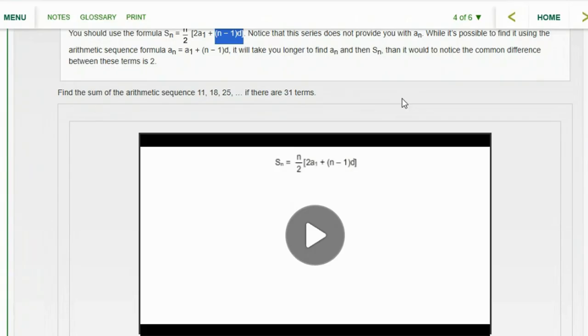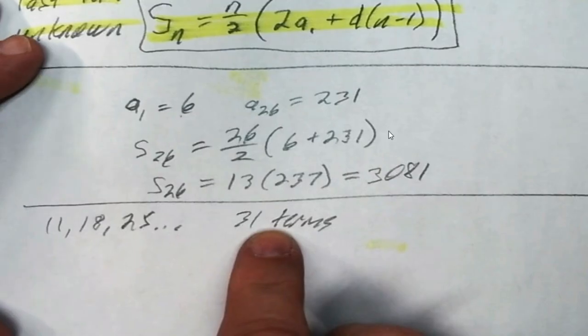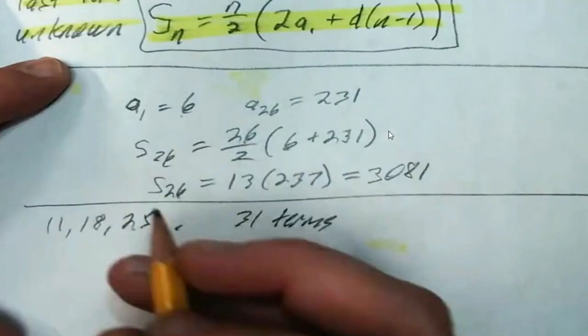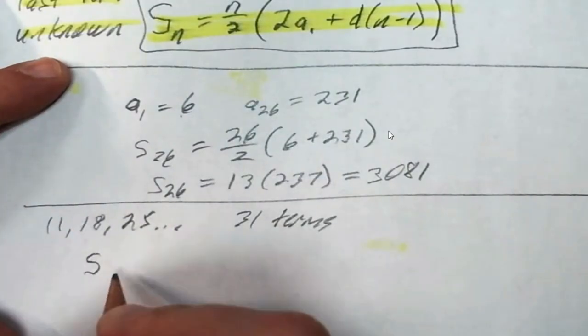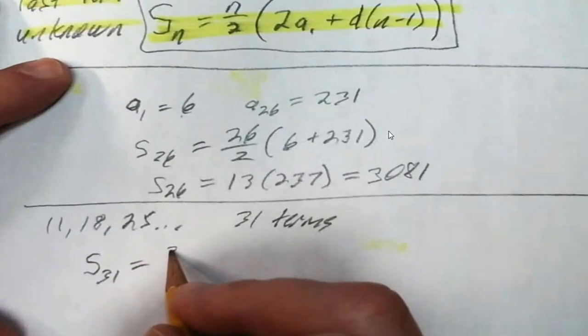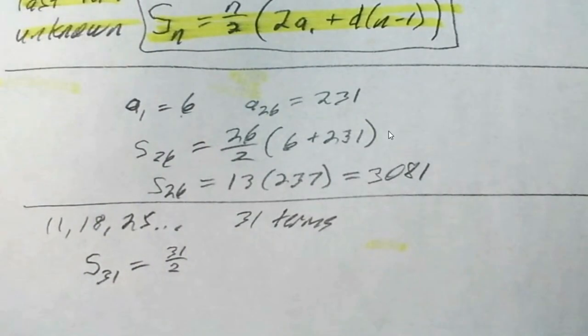11, 18, 25, dot, dot, dot, and it says 31 terms. So we don't know the 31st term, so we're going to use the second formula. The sum of these 31 terms is going to be 31 divided by 2. Yes, that's not going to be a nice number, but our calculator doesn't care.